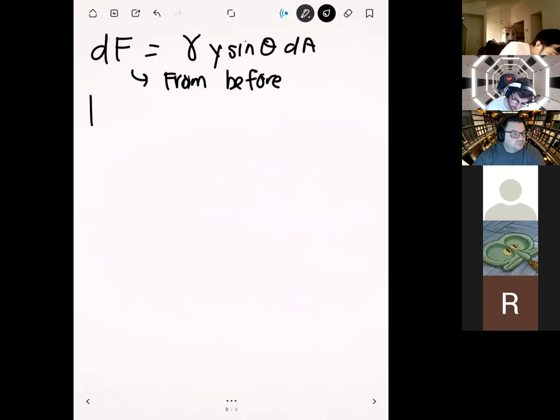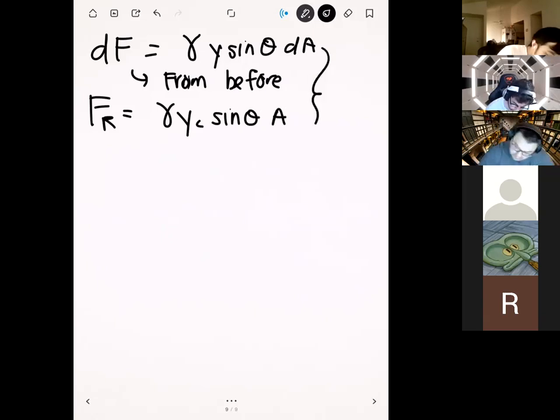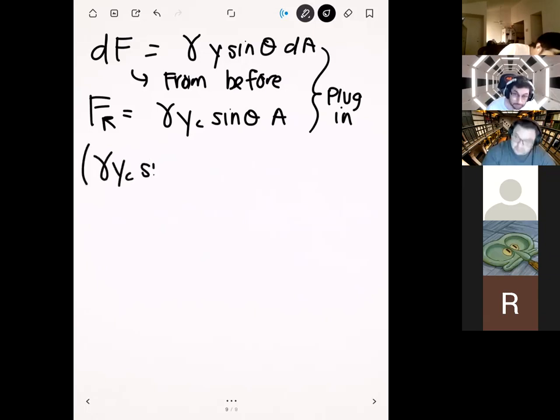And let's also plug in for FR. We know the expression for this from before, where FR, remember, is the magnitude of our resultant force. So this is going to be gamma yC sine theta times A. And so let's take these two expressions and plug them into our formula. If we plug this in, we have gamma yC sine theta times A times yR.